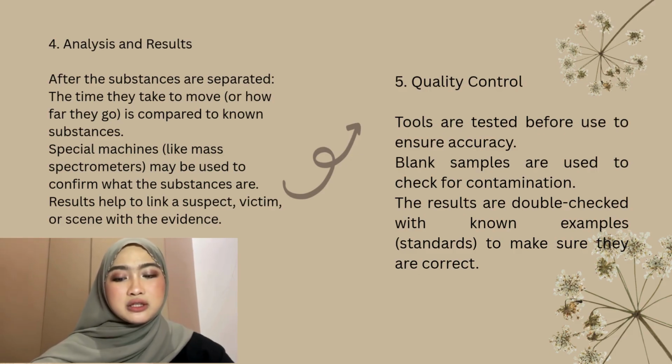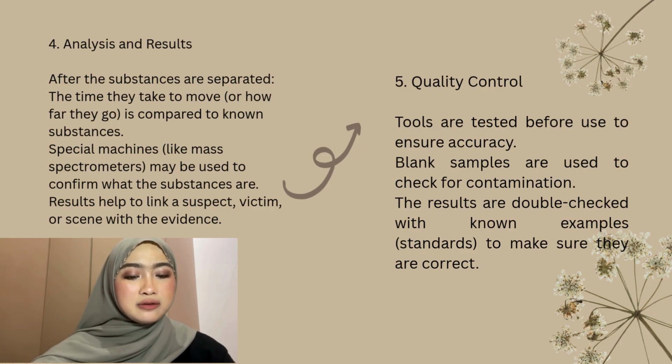And step 5 is quality control. To make sure the results are correct, we test the equipment first and use blank samples to check for contamination. We also compare with standard samples to be sure the identification is accurate.